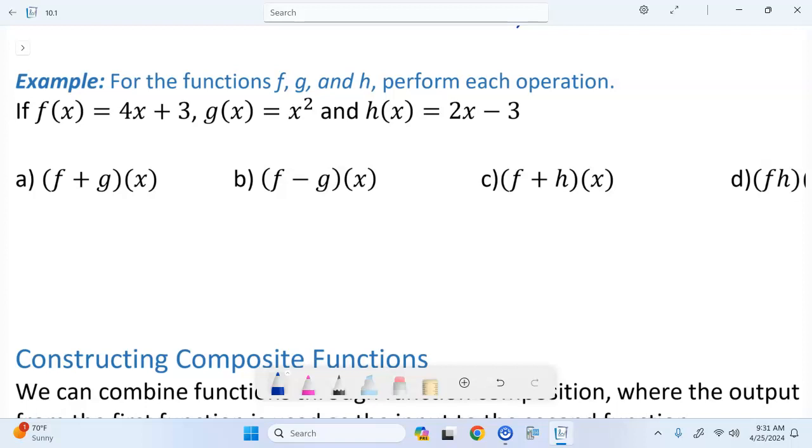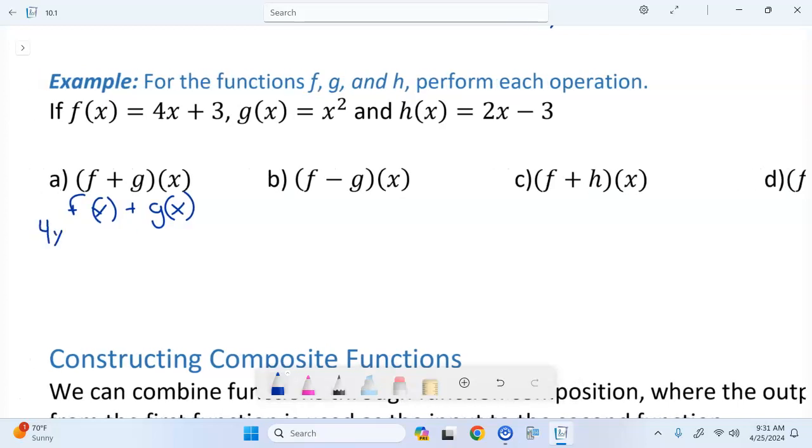So, f of x is 4x plus 3, g of x is x squared, and h of x is 2x minus 3. So we want to start with f plus g of x. It means we're going to take f of x, and we're going to add g of x. Well, what is f of x? 4x plus 3. So we replace f of x with 4x plus 3. What's g of x? X squared. So we replace g of x with x squared.